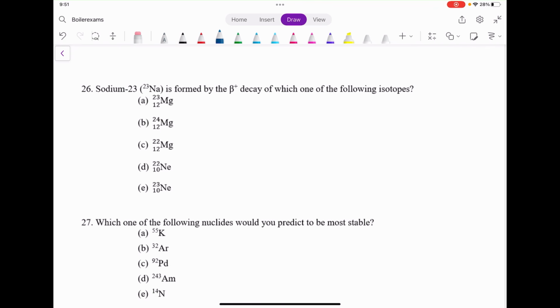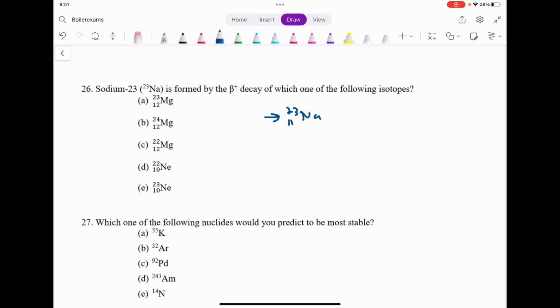When you get questions like this, I think it's just easiest to set up the example and literally solve and balance the reaction. So they say sodium-23 is formed, so we know it's a product. And sodium is what, 11? It's atomic number 11, so I just filled that in.